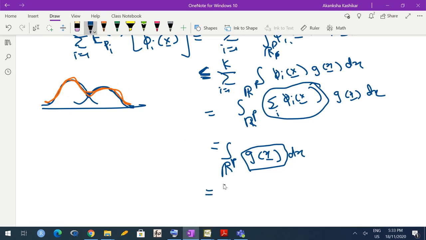But now what I'll do is, I have a 1 sitting over here. That 1 can be written as the sum over i of phi i star(x) g(x) dx.